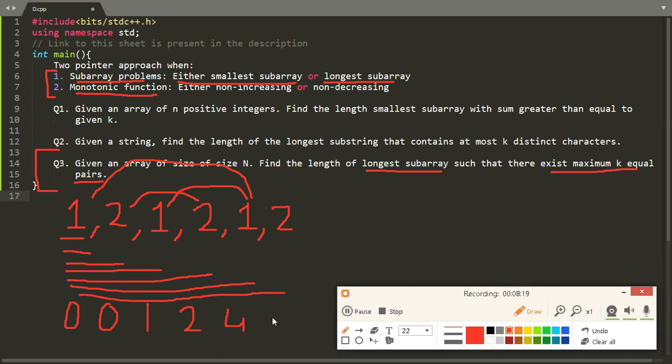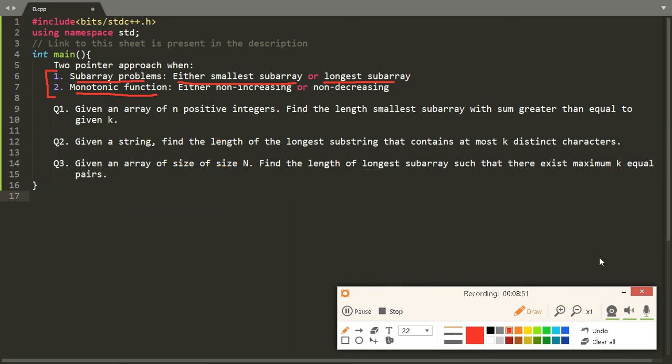Similarly, for this subarray, the number of equal pairs is 6 because this 2 is making a pair with this 2 and this 2. So here also you can see that with increasing size, the number of equal pairs either remains the same or increases, such that equal pairs is also a non-decreasing function. So for this problem also we can use the two pointers approach to solve.